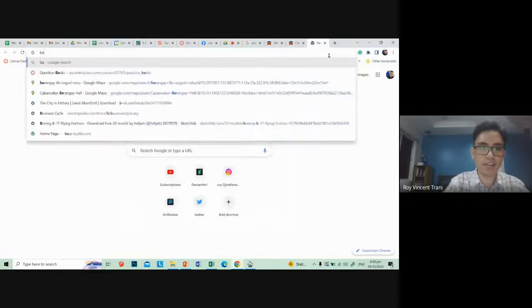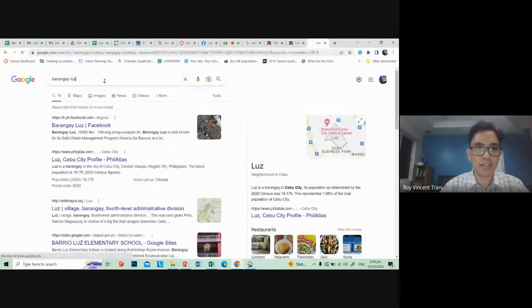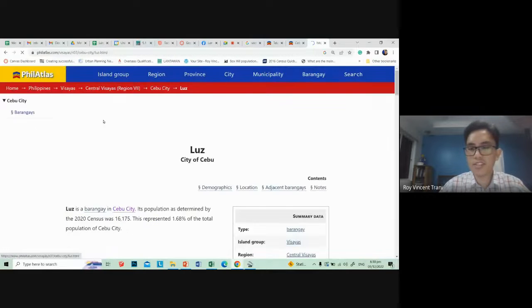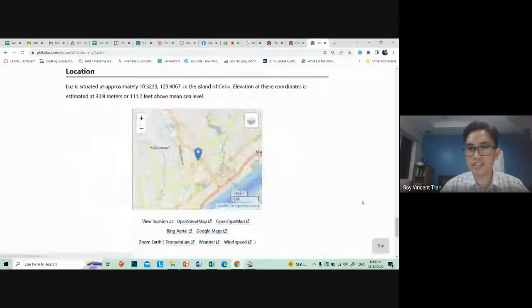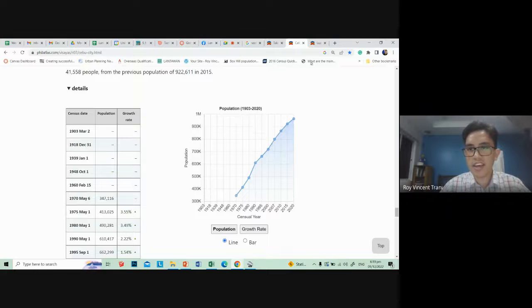But if you look at Barangay Luz, from Phil Atlas, we can say that people are moving out of Barangay Luz, but they're still staying within the city. It decreased by about minus 2.58%, from 18,000 to 16,000, meaning they're leaving Barangay Luz but still within the city. So if your site is located within Cebu City, that means it's positive.